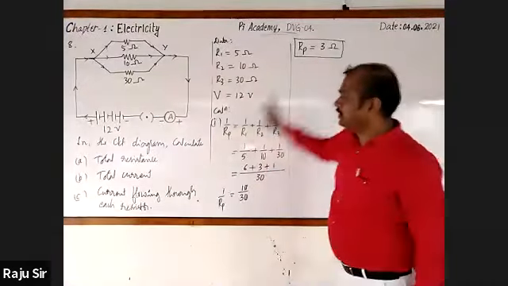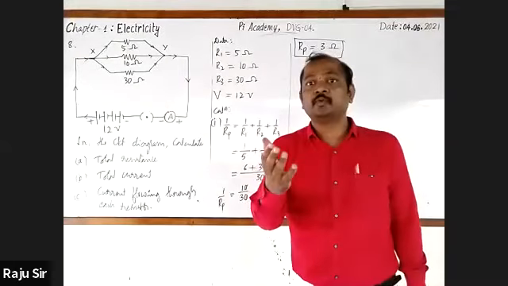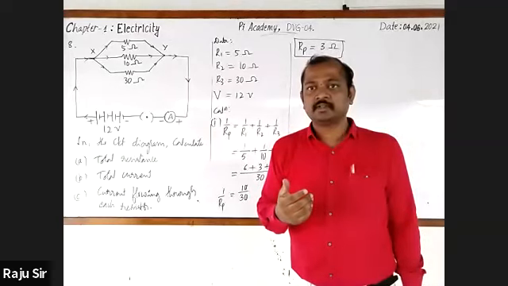As the resistors are connected in parallel, effective resistance decreases, then current increases. Now, the first one is over. Let's go for finding the total current. To find out the total current, we can go for using Ohm's law. Is it not?